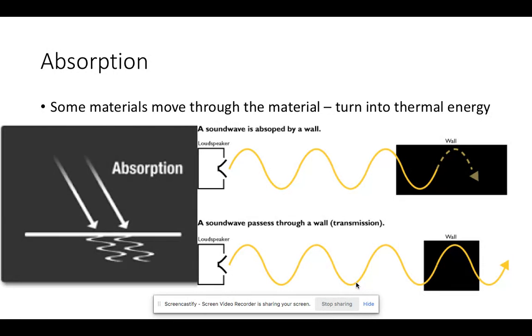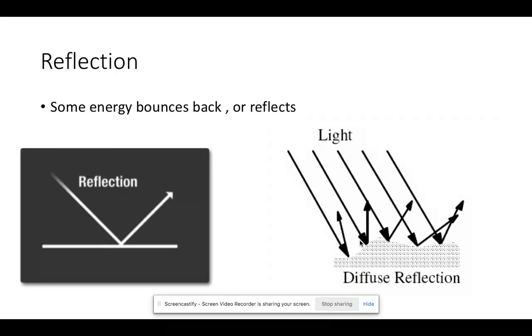Some materials also absorb waves. So some waves move into the materials and turn into thermal energy. So kind of like the sun will hit the ground, and that ground then absorbs the thermal energy and will turn it into warmth.